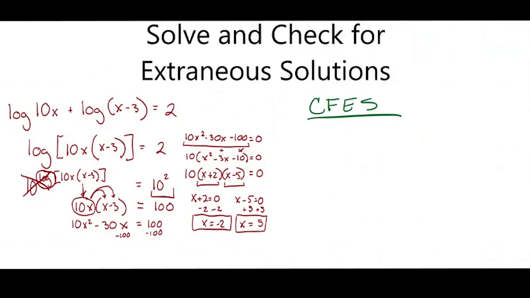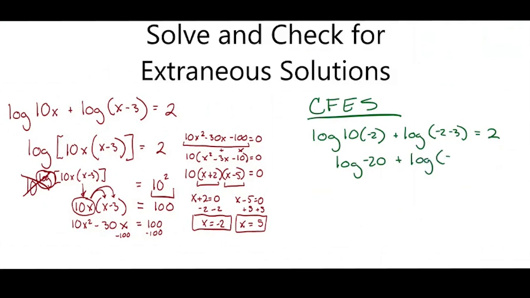So over here is where I'm going to check for extraneous solutions. First, let's try x equals negative 2. Let's plug this into our original equation and see if it's true. So we have log of 10 times negative 2 plus the log of negative 2 minus 3 equals 2. Well, we have the log of negative 20 plus the log of negative 5 equals 2.